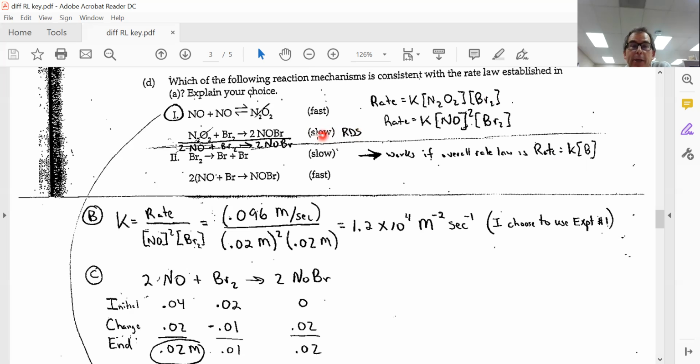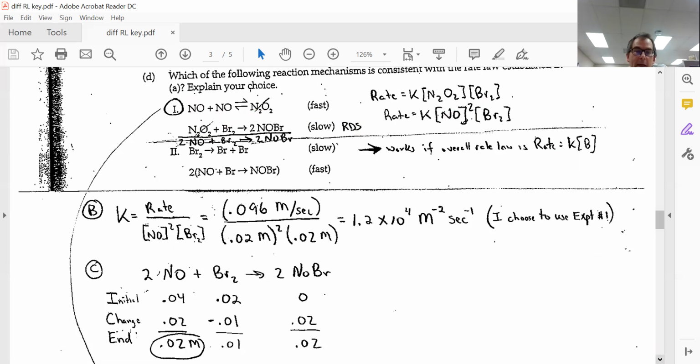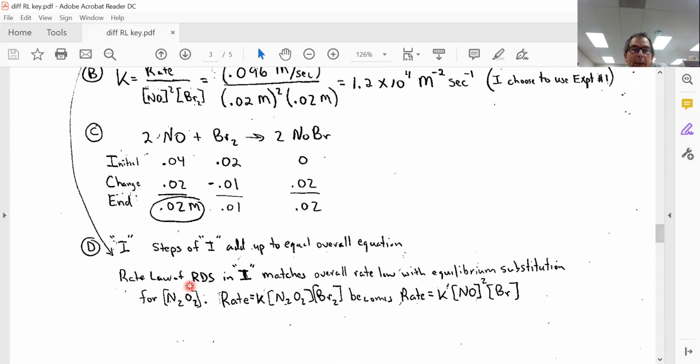So I look at the rate determining step for this. Can't tell if it matches, but if I do the equilibrium substitution for N2O2, put the two NOs in this equation instead, then it does end up working. And how would I explain that? If I'm asked to come up with a reason, I would say the rate law of the RDS in number one matches the overall rate law with the equilibrium substitution for N2O2. The rate of k[N2O2][Br2] becomes rate of k'[NO]^2[Br2], and that should say Br2. I forgot the little 2 right there. So there is another example that we have.